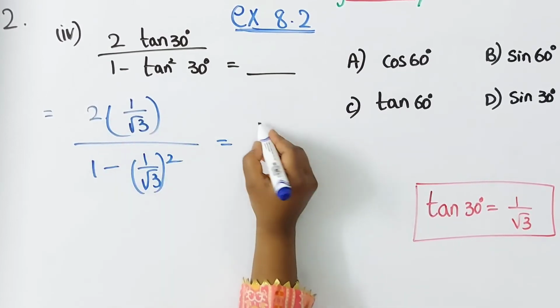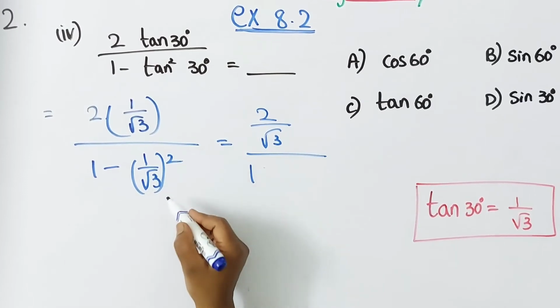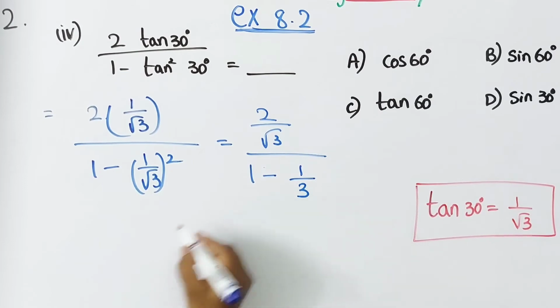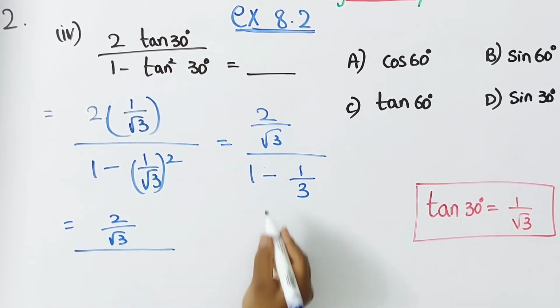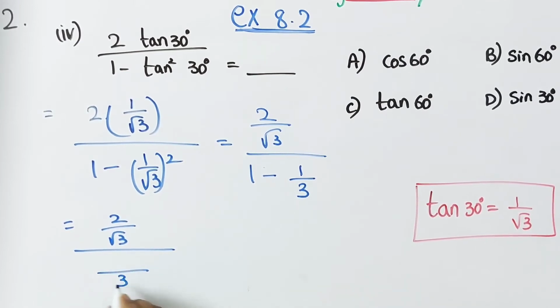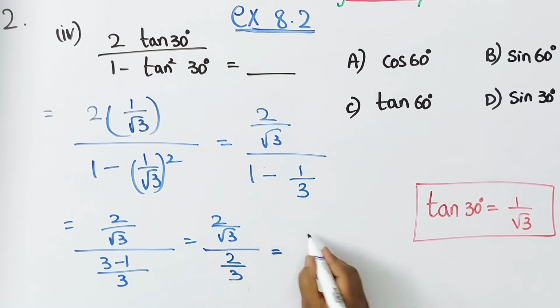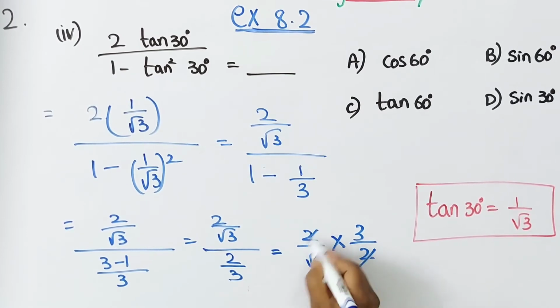This equals 2 into 1 by root 3, that is 2 by root 3, divided by 1 minus 1 by root 3 whole square. 1 square is 1, root 3 square is 3. Correct, children? Now 2 by root 3 divided by 1 minus 1 by 3. Take LCM, 3 minus 1 here. The denominator 3 minus 1 by 3 is 2 by 3. Now 2 by root 3 divided by 2 by 3, this will be the reciprocal, into 3 by 2. Correct, children? 2 will get cancelled.